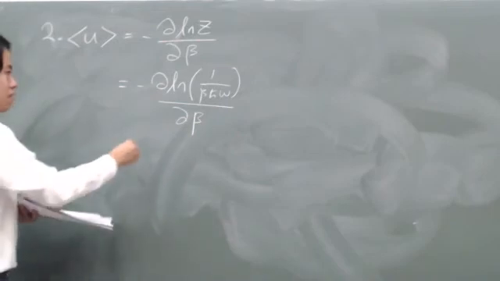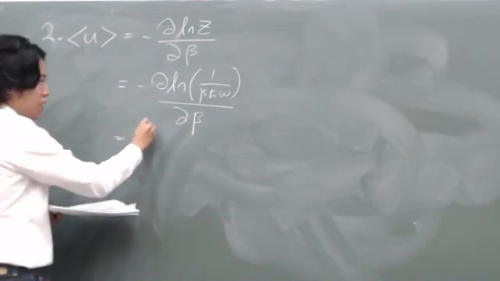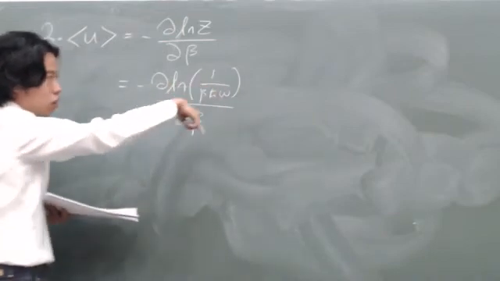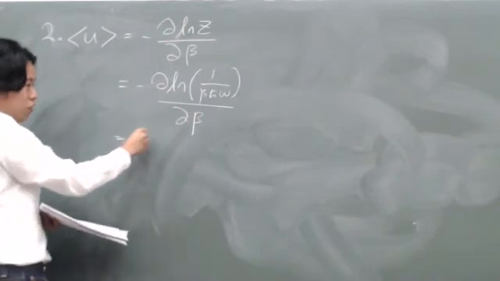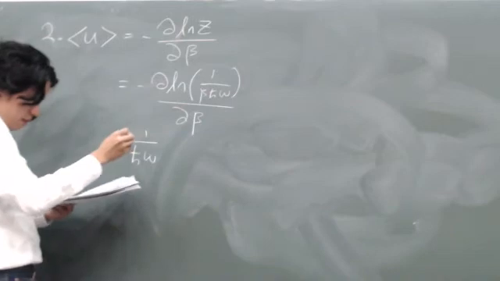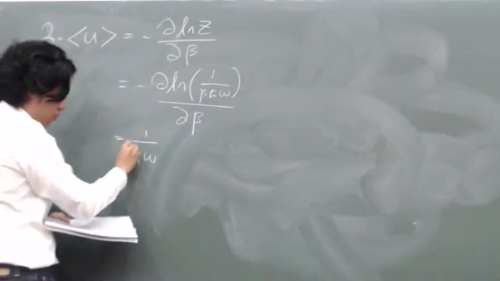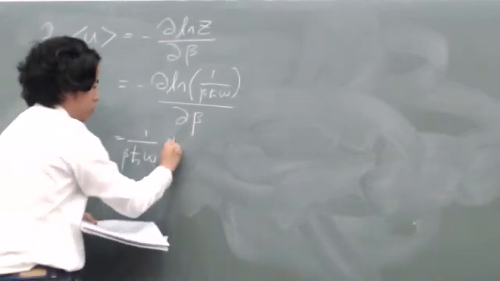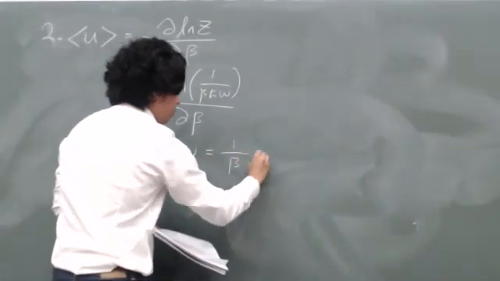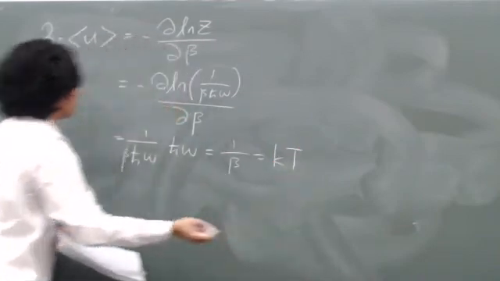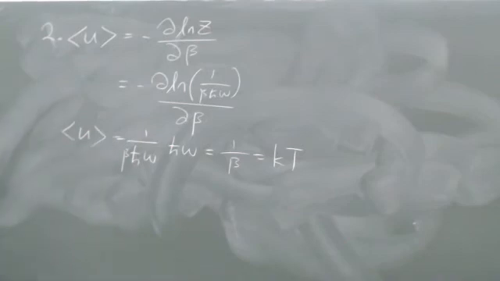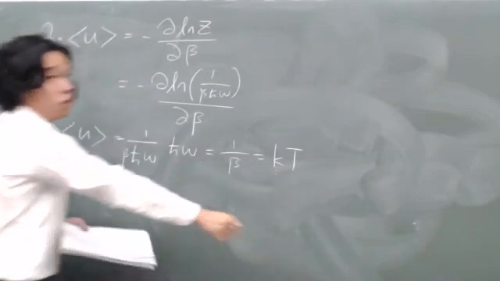All right, and this integral turns out pretty simple. The minus sign can cancel out by flipping this logarithm to the top rather than having 1 over. And then once you differentiate that, you get 1 over beta h bar omega times h bar omega. So overall, you just get 1 over beta, or equal to kT. That makes sense. Your average thermal energy is given by your thermal energy.